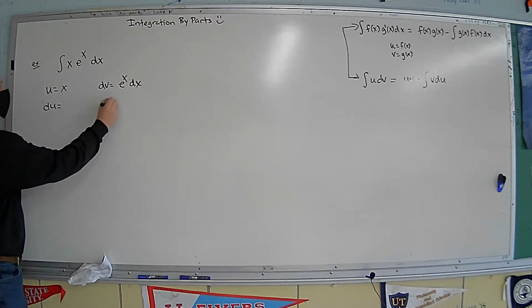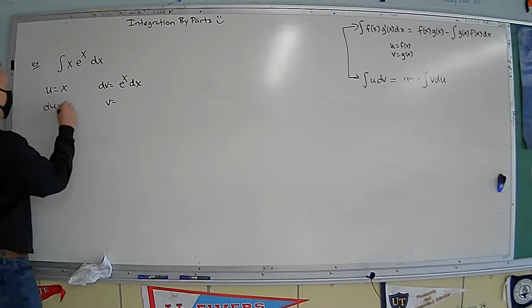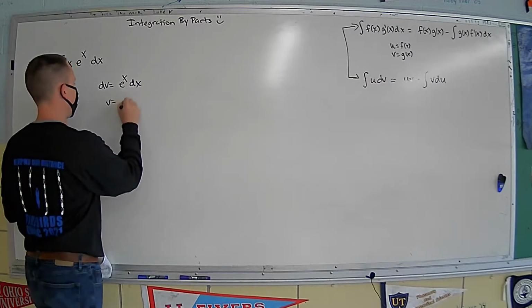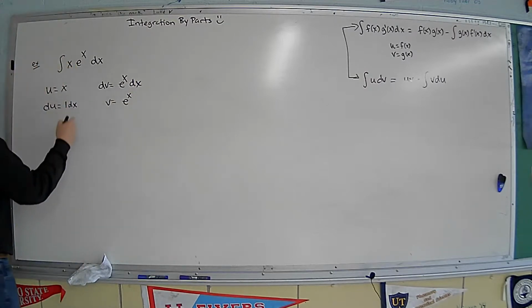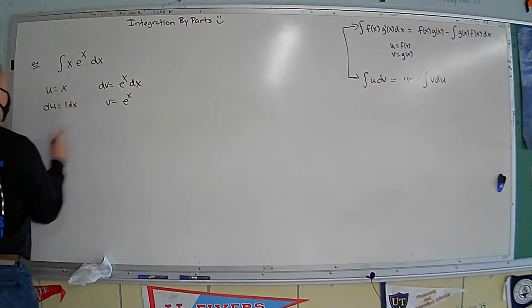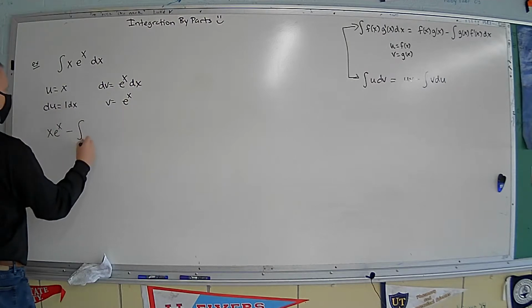Okay. So we've got to find four parts before we use the formula. So what's du? 1 dx. What's v? E to the x. So here we go. The formula says uv minus the integral of v du.